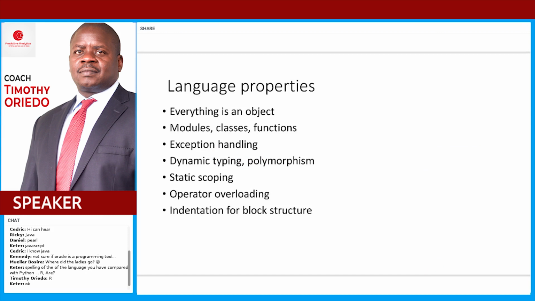Okay, so we talk about language properties. Everything is an object. We have modules, classes, and functions. Then we have exception handling in that language, dynamic typing and polymorphism. That means the language adapts and fits any structure that you give the command. Then we have static scoping. We'll see some of these functionalities in action.